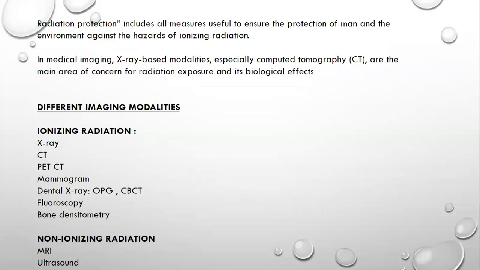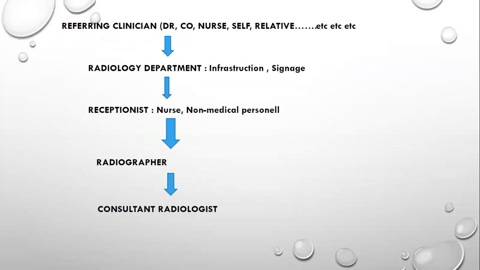And then the non-ionizing are the MRI and ultrasound. So when a patient presents in our department, I'll take you through the different stages from the point of referral from the clinician to the point where the image has been obtained and a report has been generated. So we start with the referring clinician.